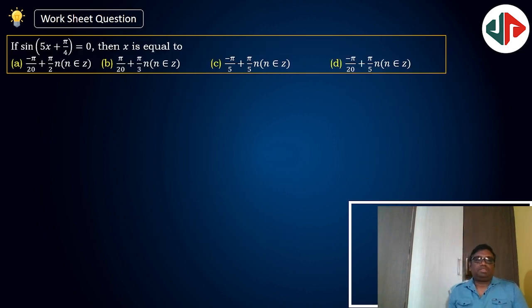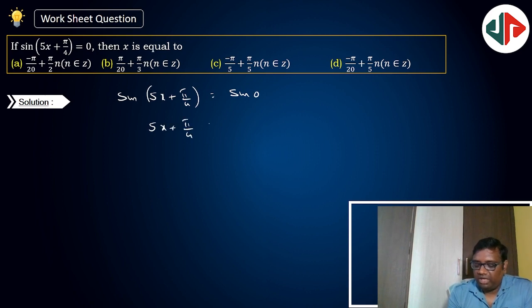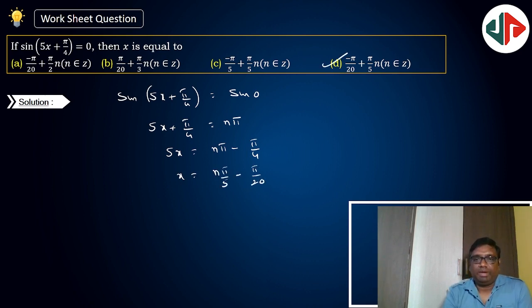Sin of 5x plus pi by 4 is equal to 0. Then what is your x value? Here sin of 5x plus pi by 4 is equal to sin 0. Then 5x plus pi by 4 is always equal to n pi only. Then 5x is equal to n pi minus pi by 4. So x is equal to n pi by 5 minus pi by 20, minus pi by 20 plus n pi by 5.